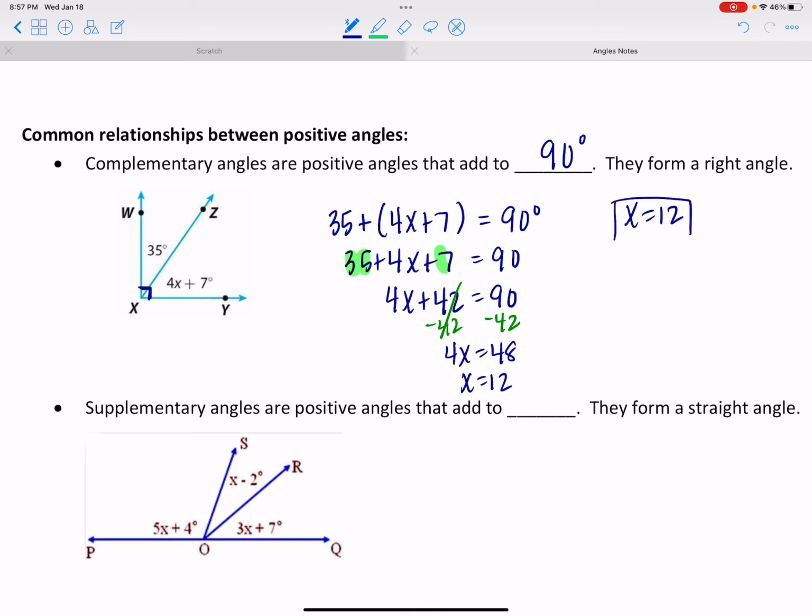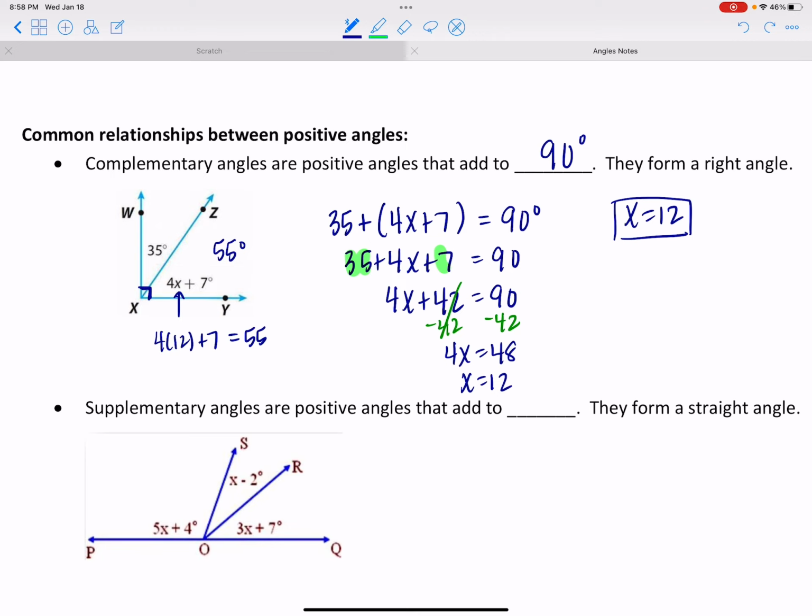We could also use that to make sure that we did this correctly. If I plug the x back in here, 4 times 12 would be 48, plus the 7 is going to make 55. So this is a 55-degree angle here, and if I add the 35 and 55, it does in fact add up to 90 degrees. So if I wanted to check my work, that would be a nice way to do that.